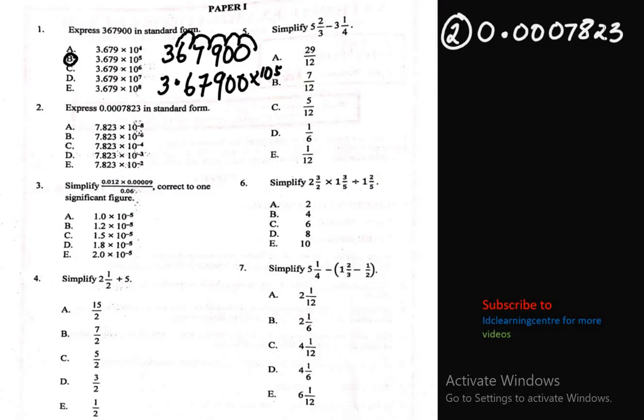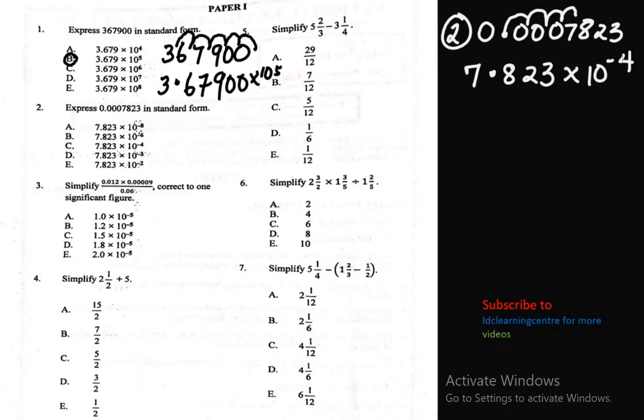Unlike question 1, where we counted to the left, for question 2, since it's decimal, we are going to count to the right, starting from the decimal point. So let's count to the right. This will give me 1, 2, 3, and 4, right? I counted 4 places to get to the first digit, so that the decimal will be between 7 and 8, and you have 8, 2, 3. Since I counted 4 places, it will be 10 raised to the power of 4. But since I moved to the right, it will be negative 4.